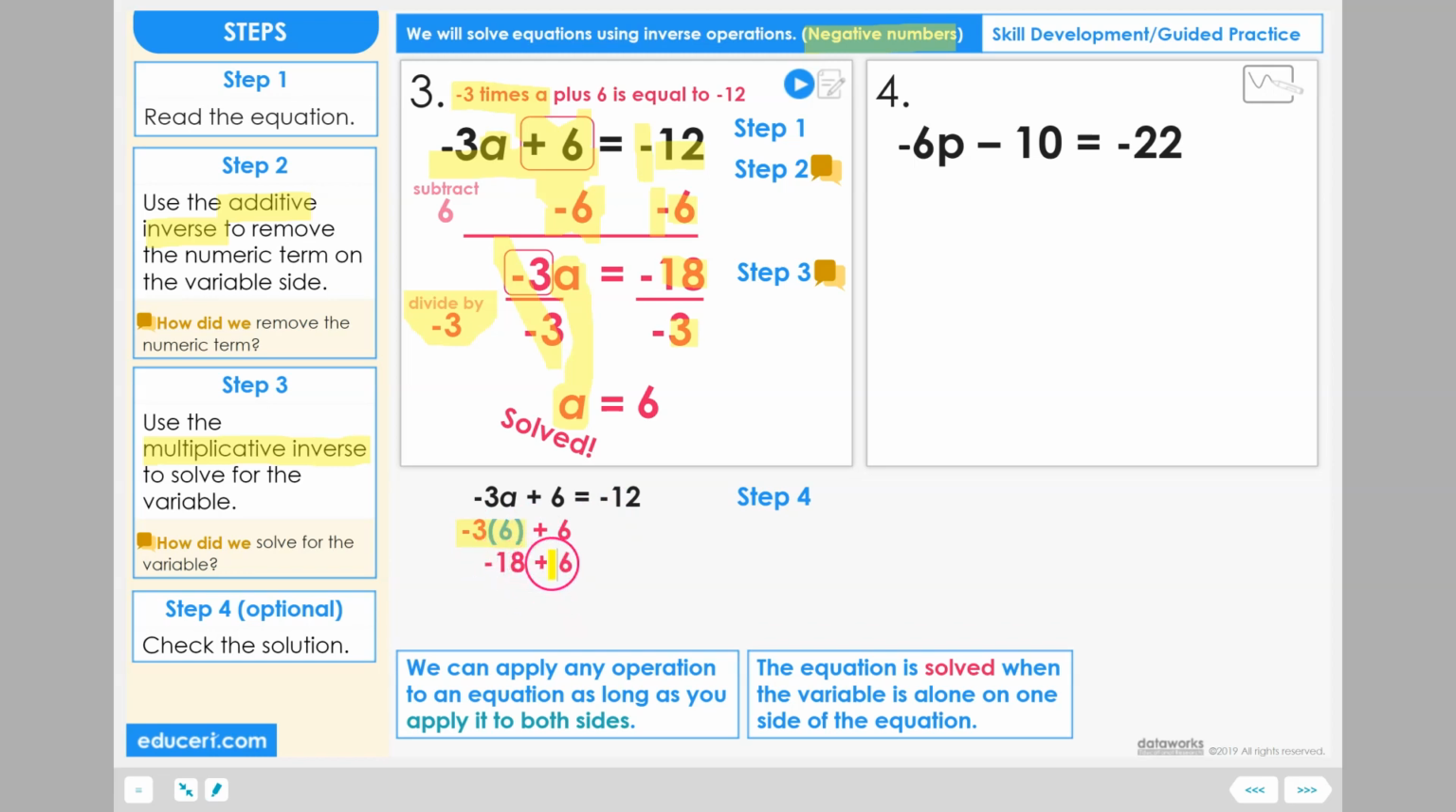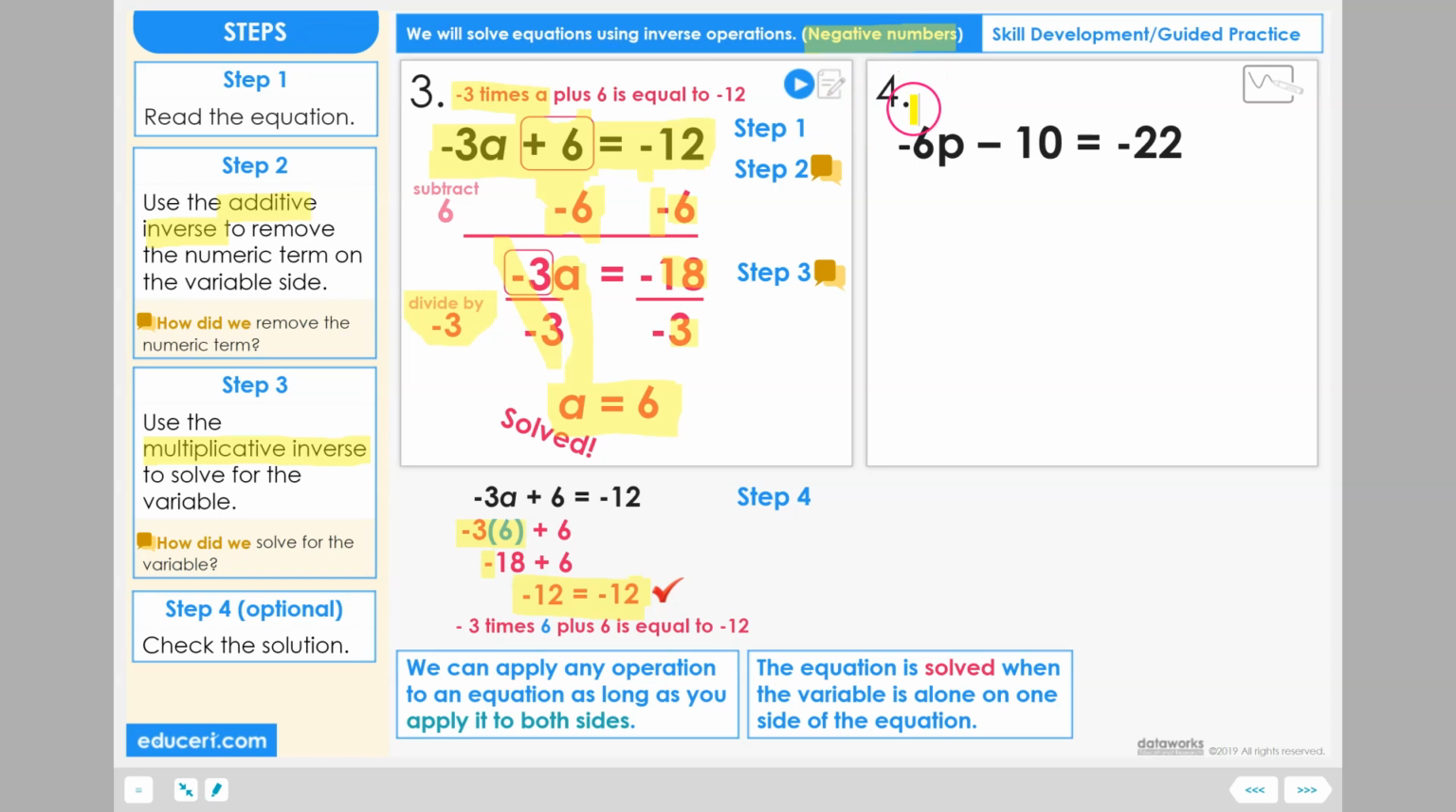Negative 18 plus 6, we are combining two numbers with different signs, so we are going to subtract 18 minus 6 equals 12, and we are going to keep the sign of the greater of those values, which is the 18, so negative 12, and that does equal the value on the other side of our equation. Our number comparison is true, which means that yes, this a equals 6 is the solution to this original equation. We have checked our own work. We don't need to wait for a teacher or any computer to grade us. We graded ourselves, and we are right.